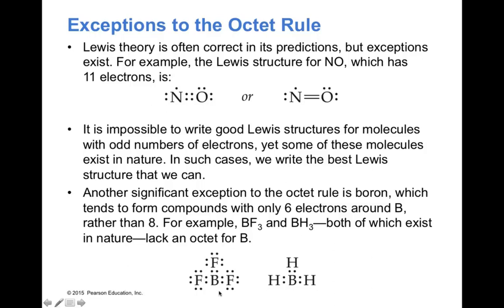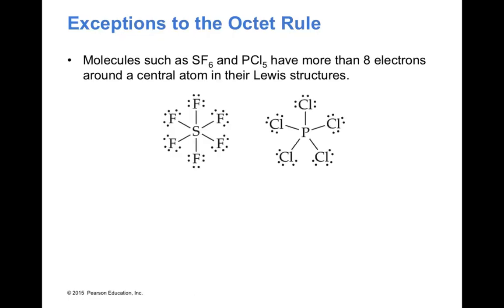Okay, so we can have elements with less than 8 electrons that are stable, such as boron, and also we can have some elements that have an odd number of electrons around them. Also, molecules such as SF6 and PCl5 have more than 8 electrons around a central atom in the Lewis structure. Okay, so that is expanded.